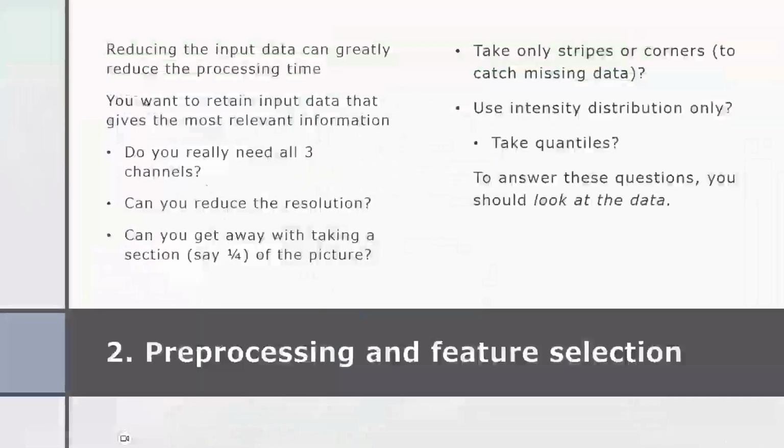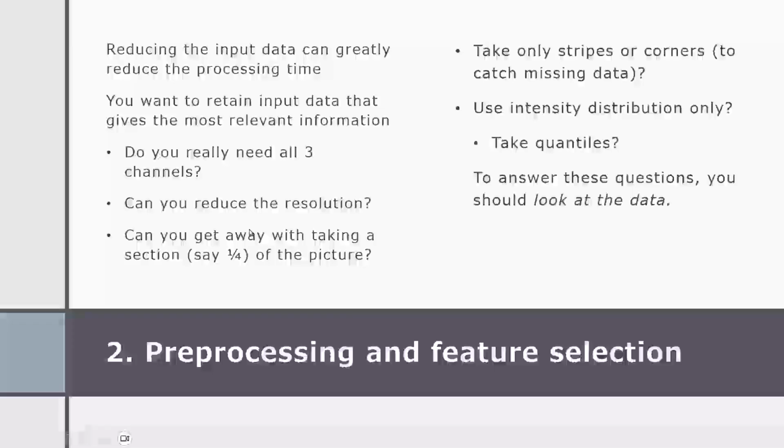Okay, so you want to keep the input data that gives the most relevant information. Now, the question is, your image has 3 channels, R, G, and B, 3 colors. Do you really need all 3 channels? Are you really getting different information from those 3 channels? That's something you can look at by looking at some of the images. Now, can you reduce the resolution? That was the downscaling. So, like I said, 512 to 64 is overkill. But maybe you can get away with 512 to 256, perhaps. And that's something that really can reduce the computation. If I reduce 512 to 256, then I'm reducing my data by a factor of 4 because it's a square, right?